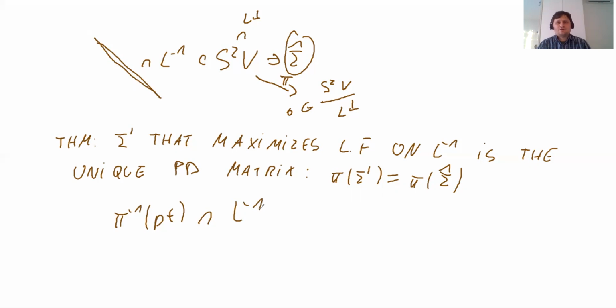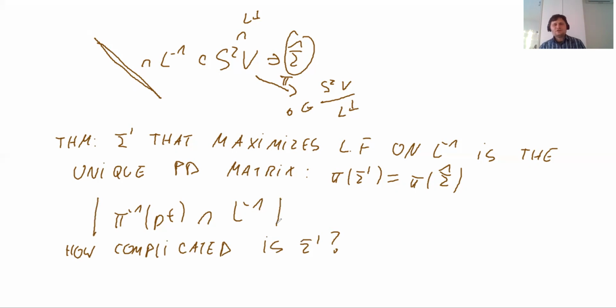So again, it seems that the subject is closed, but how complicated is sigma prime? Well, this is basically governed by the cardinality of this fiber. Why? Because this basically tells you how complicated the polynomial is that defines sigma prime. So sigma prime happens to be one of the solutions of linear equations added to the equations of L inverse, but the number of solutions in total tells you the measure of complexity of sigma prime.